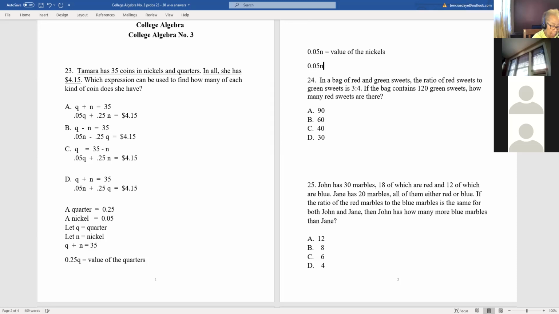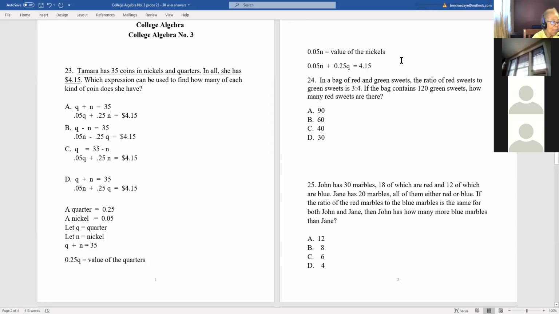0.05 N plus 0.25 Q, and that's going to be the value of all the coins, and that's our $4.15. All right.